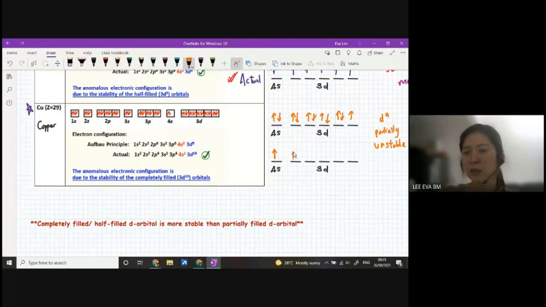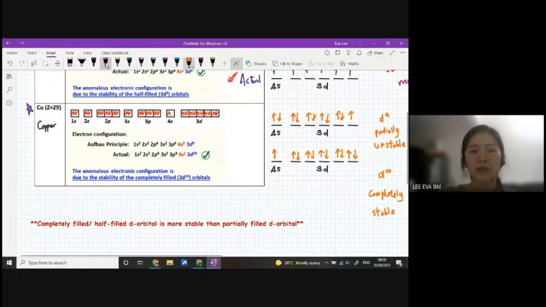So now your 3d from d9 becomes d10. So now this d10 orbital is completely filled. Therefore, this is stable, and we prefer a stable electronic configuration. Therefore, the actual electronic configuration looks like this: 1s2, 2s2, 2p6, 3s2, 3p6, and you have 4s1, 3d10.